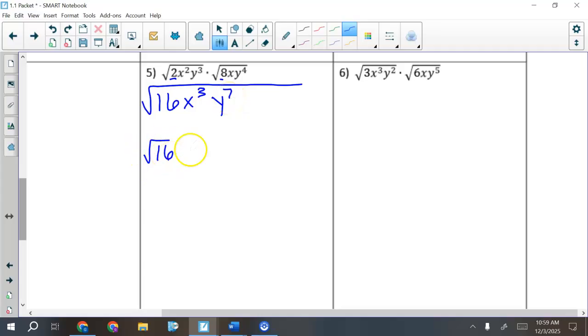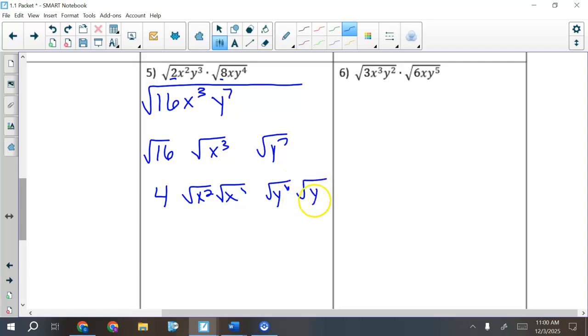So we break apart square root of 16, square root of x to the third, square root of y to the seventh. So we go, what is the square root of 16? It is 4. For the x to the third, we can think of what's the even power. So it'll be x squared and you're left with 1. And then y to the seventh, you could do y to the sixth and y to the first.